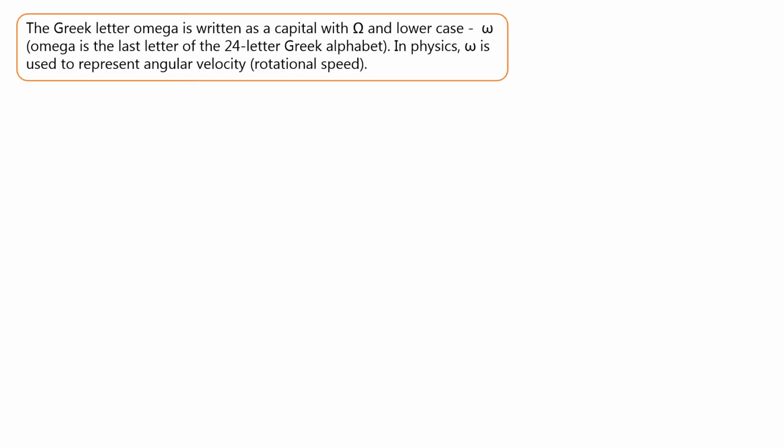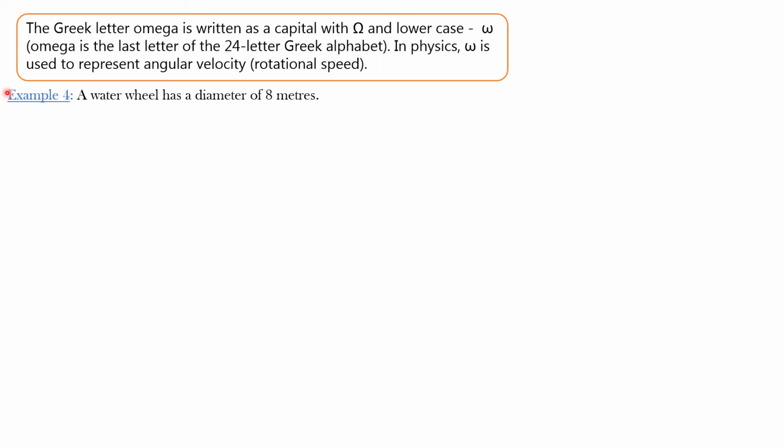Our next slide is probably the most complicated of what we're doing today. The Greek letter omega is written as a capital letter like this, and lowercase like this. Looks like a W, but it's omega. Omega is the last letter of the alphabet. And the word alphabet, of course, comes from the first two letters, alpha, beta. That's why we have our word alphabet. In physics, the lowercase omega is used to represent angular velocity or rotational speed.